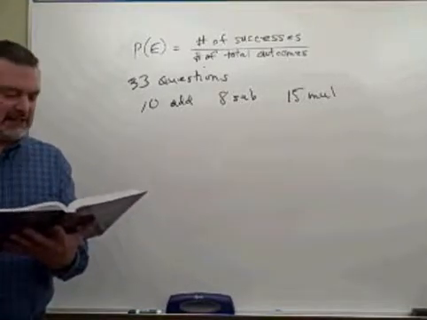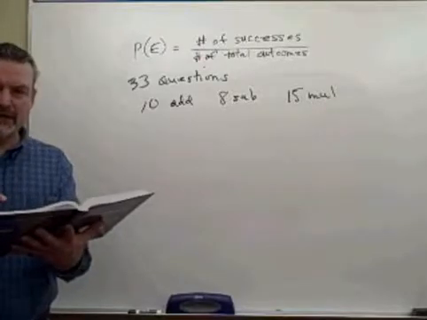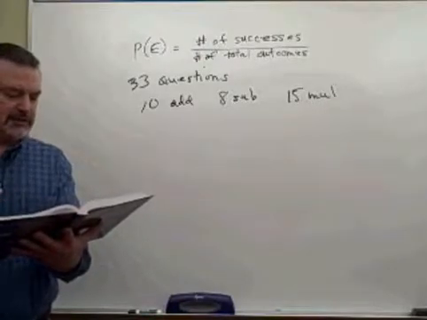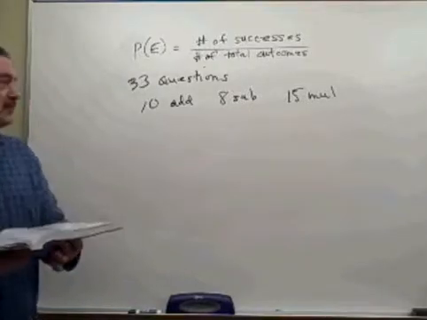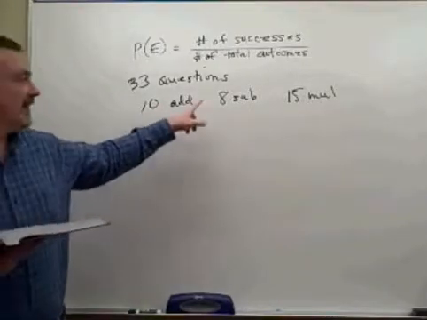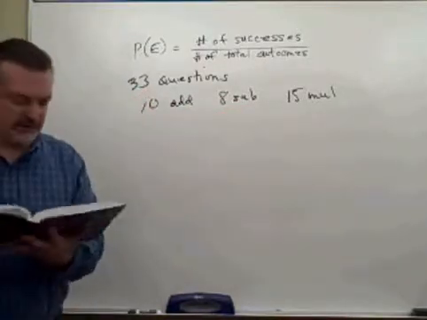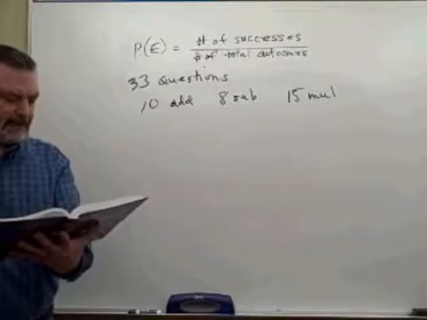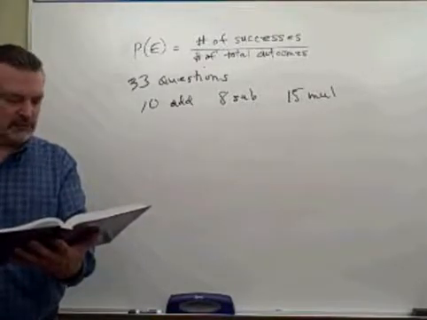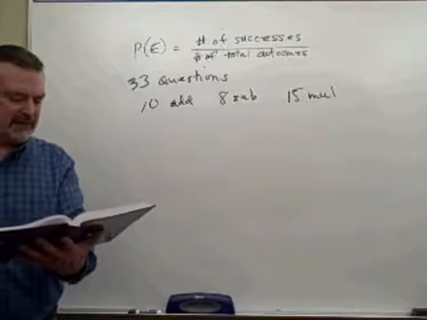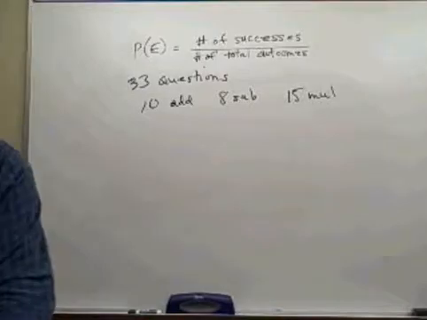Here's problem 13. An elementary school teacher has a collection of mathematics review questions, including 10 addition, 8 subtraction, and 15 multiplication. All right, so if we have 10 addition, 8 subtraction, 15 multiplication, we have a total of 33 questions, don't we? A computer randomly selects problems for a student. Find the probability that the first problem selected is an addition or subtraction problem.